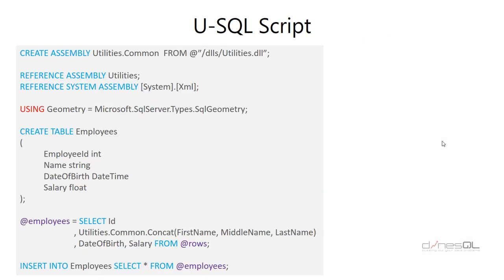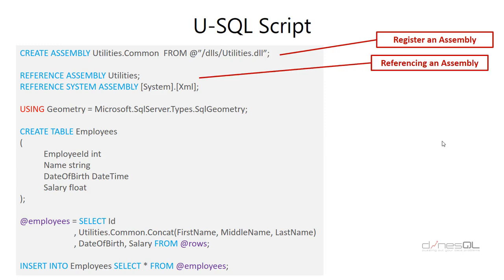A couple more things with U-SQL. If you want to register an assembly which has been written and compiled using C#, that can be done. So you can see an assembly called utilities.dll, which is stored in Azure Data Lake Store, has been registered with the U-SQL script using the create assembly statement. Once registered, you can reference it using reference assembly. Not only your own assembly, you can reference system assemblies too. Just like C#, you can create namespaces, and those namespaces can be used with your code.